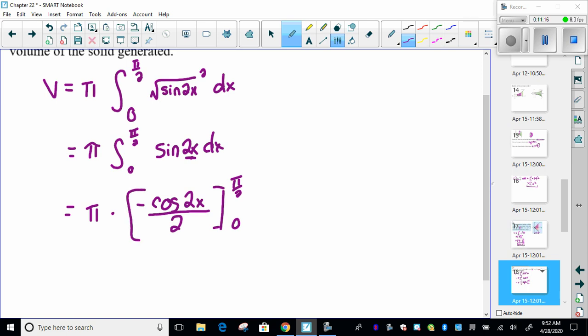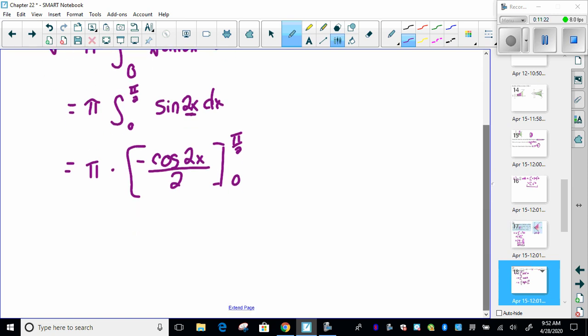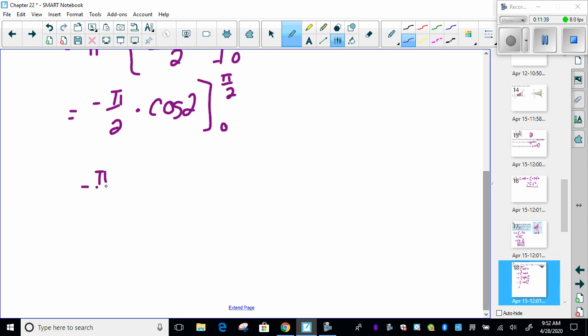Okay, I'm going to pull out the rest of my numbers before I actually substitute these in, just trying to make it a little bit cleaner. So I'll pull out the negative. So this is negative pi over 2 times the cosine of 2x from 0 to pi over 2. So therefore, it's negative pi over 2 times the whole thing. And this is why pulling those constant terms out is super beneficial, because now I just have to do the cosine of 2 times pi over 2 minus the cosine of 2 times 0.